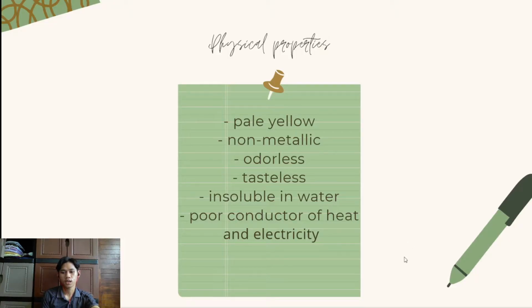Next is physical properties of sulfur. Physical properties of sulfur can usually be observed using our senses or involve a numerical measurement. The color of sulfur is pale yellow and sulfur is non-metallic. Sulfur is odorless, tasteless, and also insoluble in water. Sulfur is a poor conductor of heat and electricity. Upon heating, sulfur is converted into a mobile yellow liquid which turns into a dark brown mass.